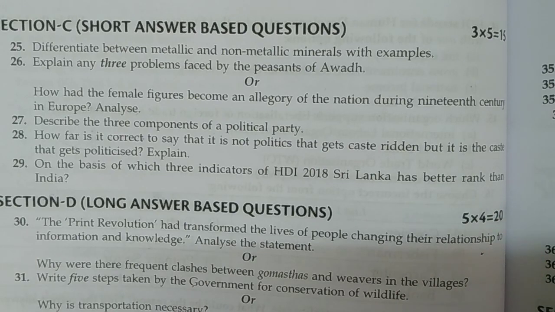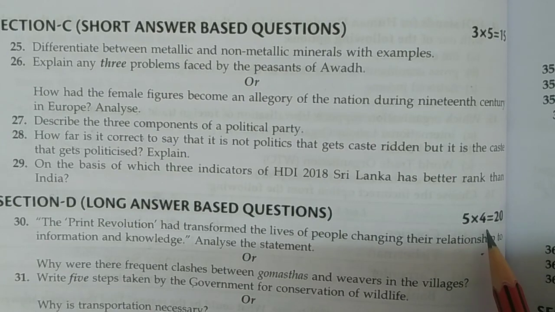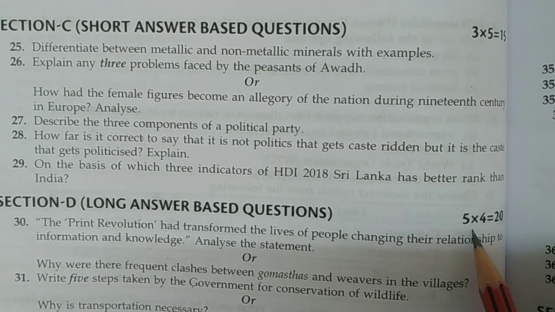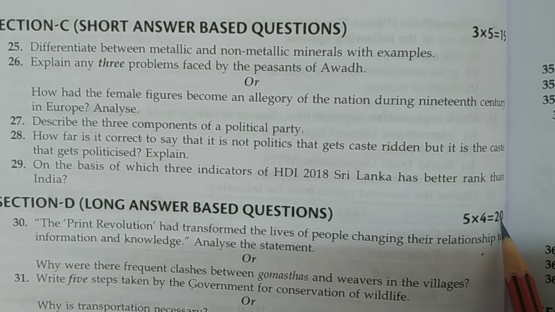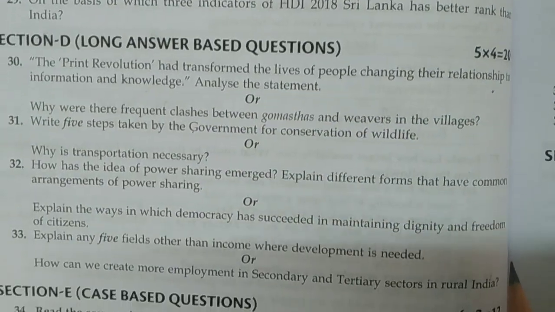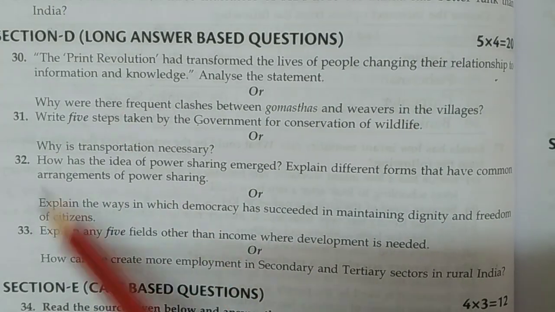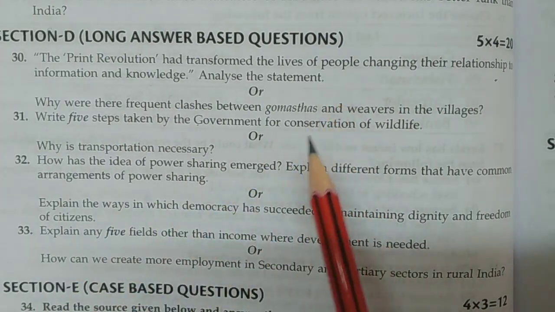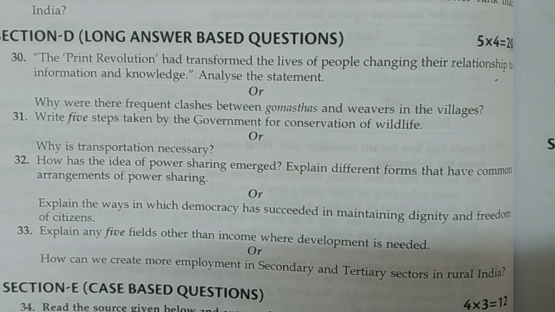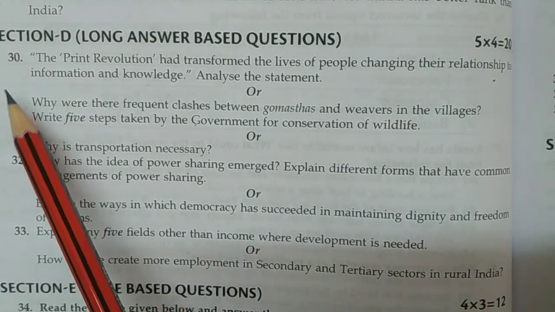So let's start with Section D, which has long answer based questions. It contains a total of 4 questions, and each question carries 5 marks, so there are 20 marks in total. The good thing about this section is that you will get options in these 4 questions: either you can do that question or this one. In this way you can complete the answers properly. Now let's start with question number 30.